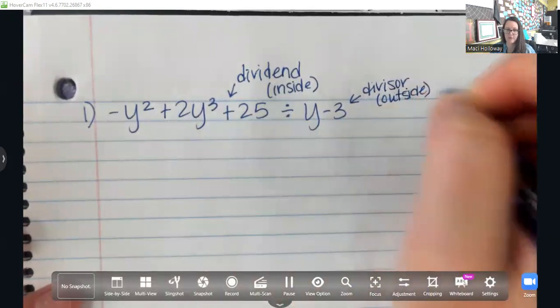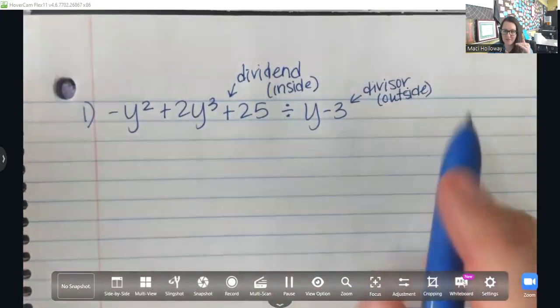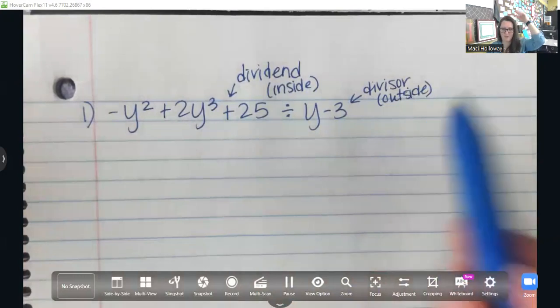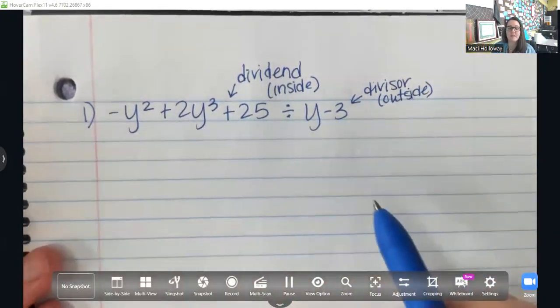If you ever learned the inside, outside, dividend, divisor, like you need a visor, the half hats that go outside, you need it for the sun.